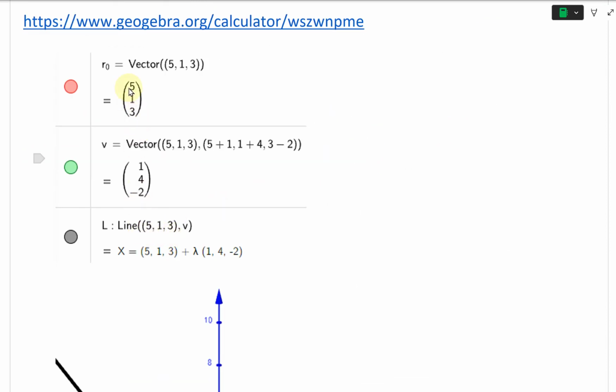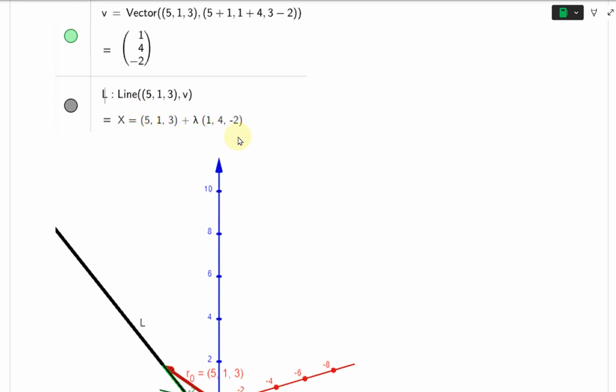This is from the point here, 5, 1, 3, and then with the parallel vector v. And it writes it out like this. This parameter lambda is just t. This is just equals to t in the calculator. And it graphs it out like this.